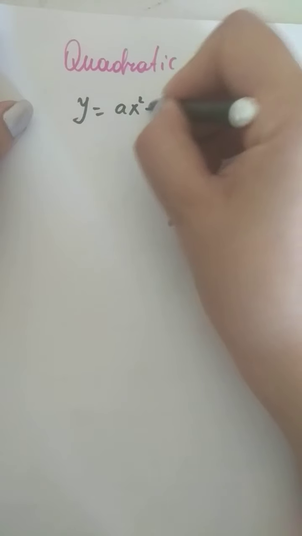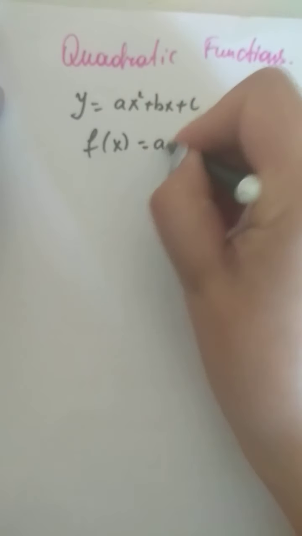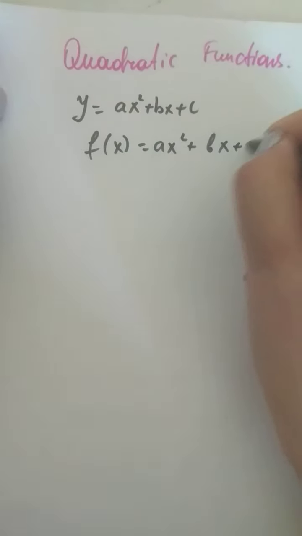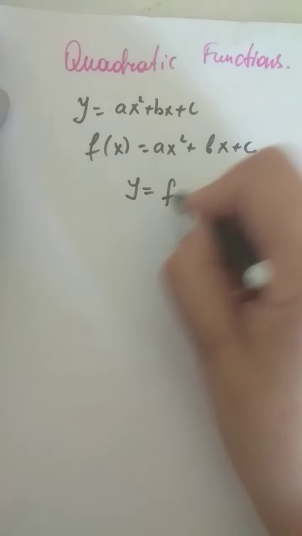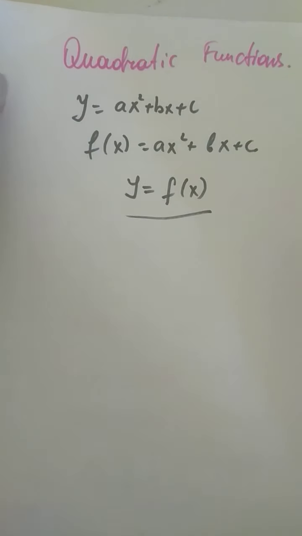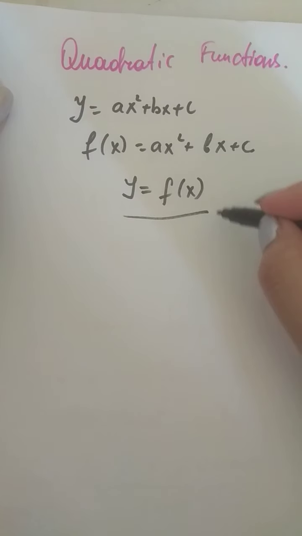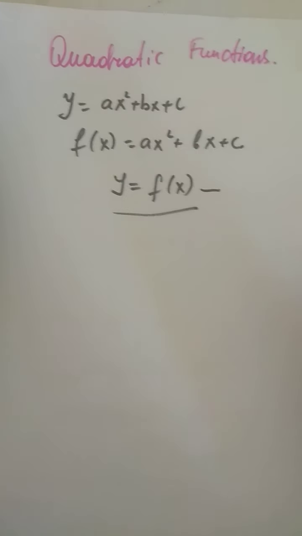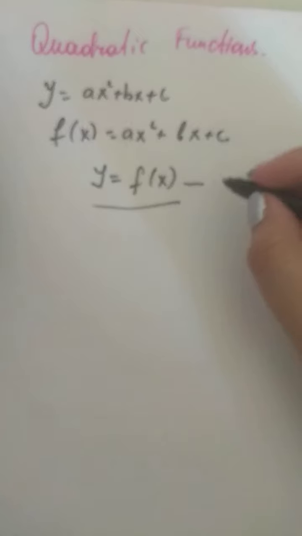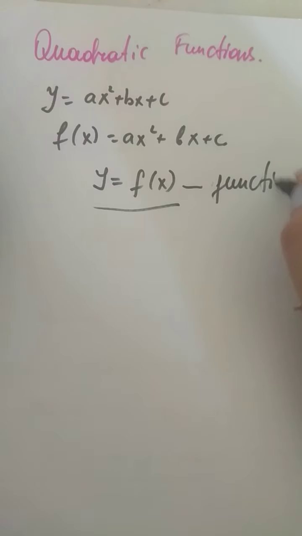Okay? So the form is y equals ax squared plus bx plus c. y or f(x), there is no difference, guys. You can also write f(x) equals ax squared plus bx plus c. This means y and f(x), both of them mean function. Not only for the quadratic. Generally, y and f(x) mean output. Let me write that, output.